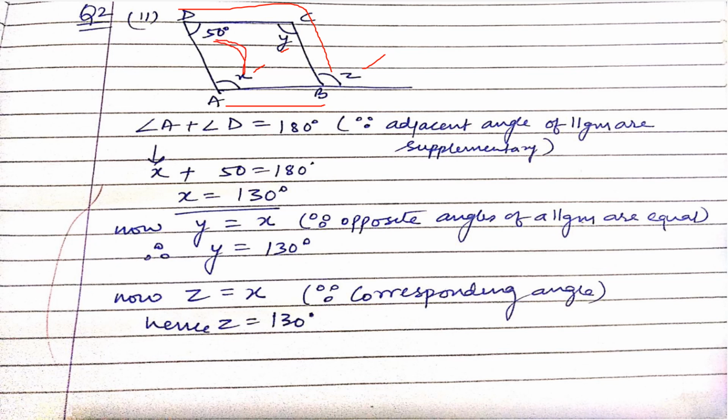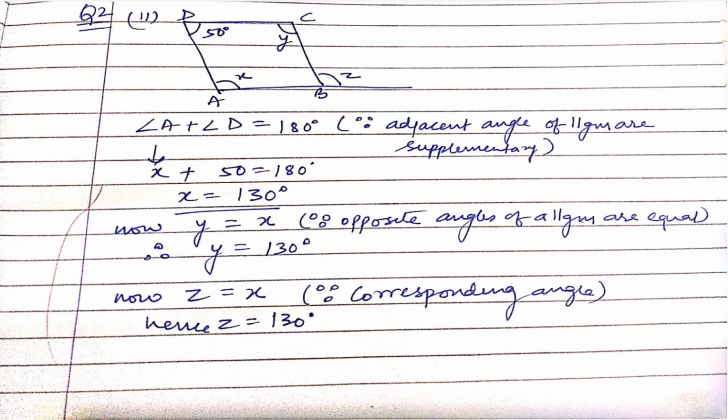These angles are known as adjacent angles, and we have studied that in a parallelogram adjacent angles are supplementary. So we can say angle A plus angle D is 180. A is how much? X. D is how much? 50. X plus 50 equals 180. When you solve it, you get X equal to 130. After that, what do you know? That opposite angles are equal. Again a property of parallelogram. So we can say Y equal to X. That means Y is equal to 130 degrees. Got it? Now you have got the value of Y.